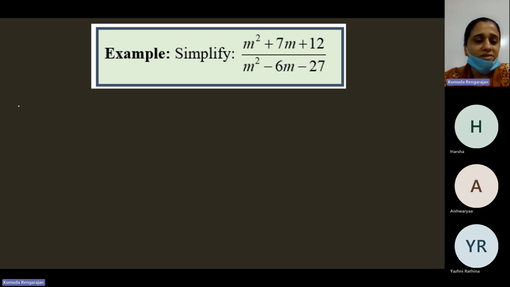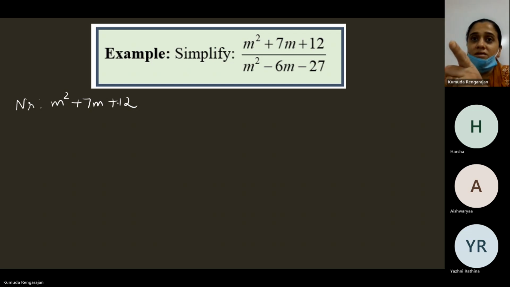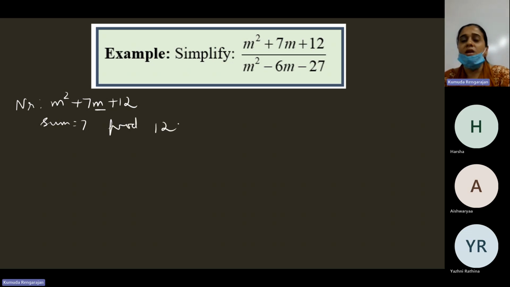So what do you have in the numerator? Let's do the numerator. You should actually do it together, but just to explain, I'm doing the numerator separately. So m squared plus 7m plus 12. This is the numerator. Recall sum and product. What is the sum? The coefficient of m, right? 7. Sum is 7, correct? What's the product? Product is 12. Now, what are the two numbers that will satisfy the sum and the product?